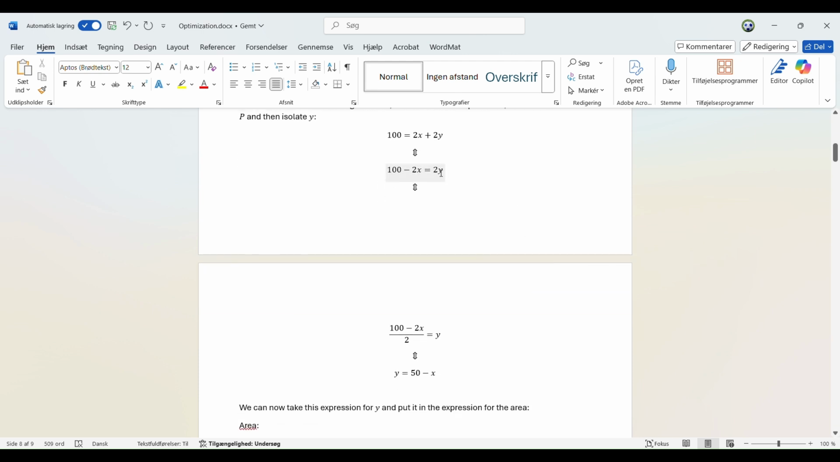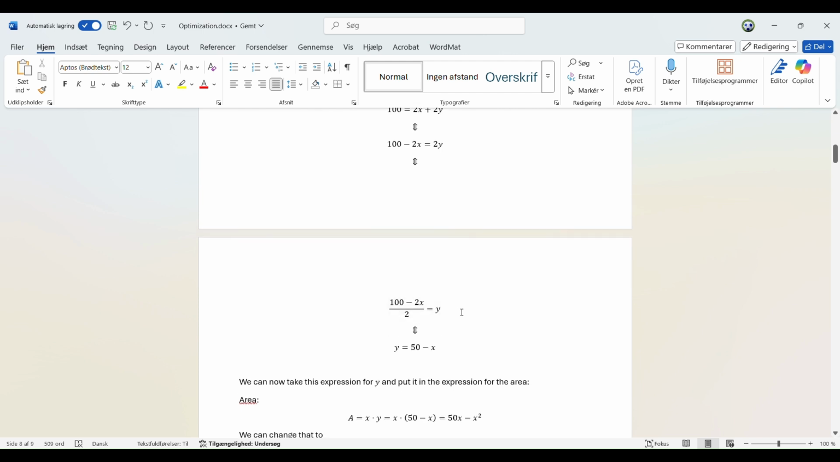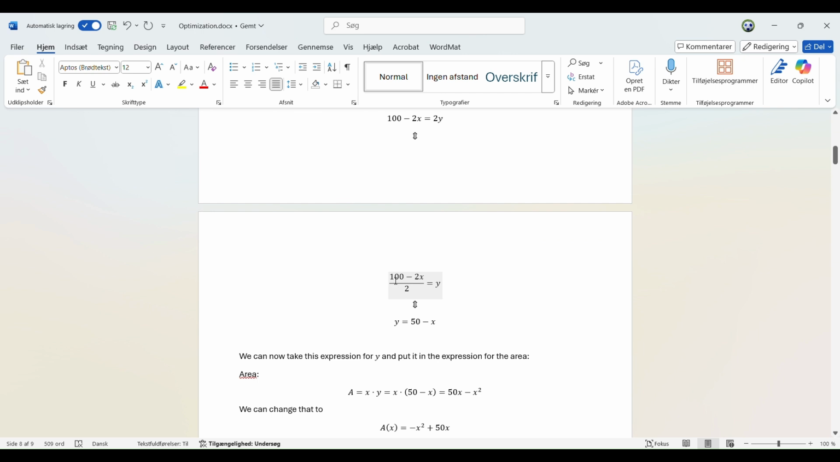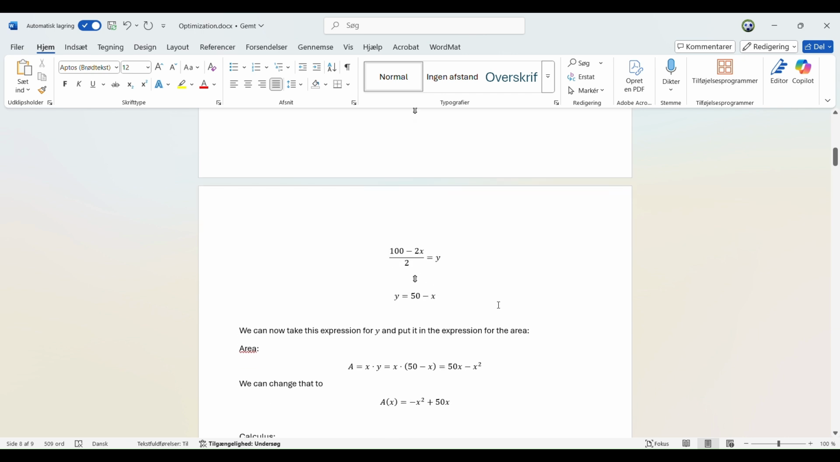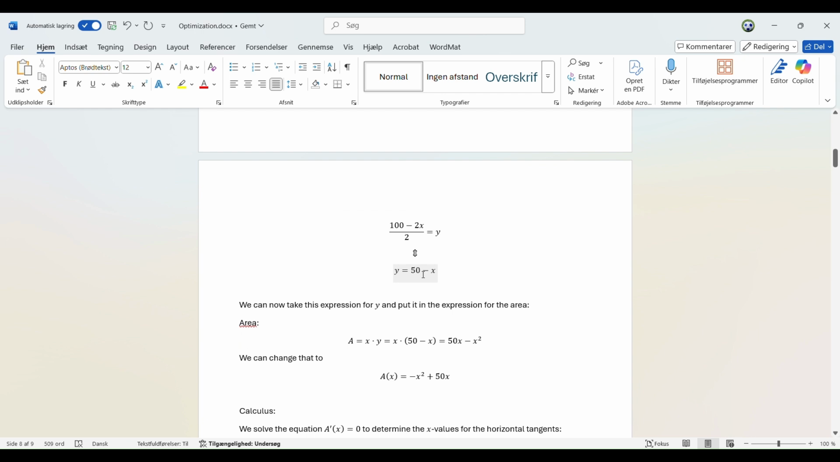Then we divide by 2 to get 1y. So that's divided by 2 on both sides. So 100 minus 2x divided by 2 equals y. And then we can say 100 divided by 2, that's 50, and minus 2 times x divided by 2 equals minus x. So we got this expression for y, 50 minus x.